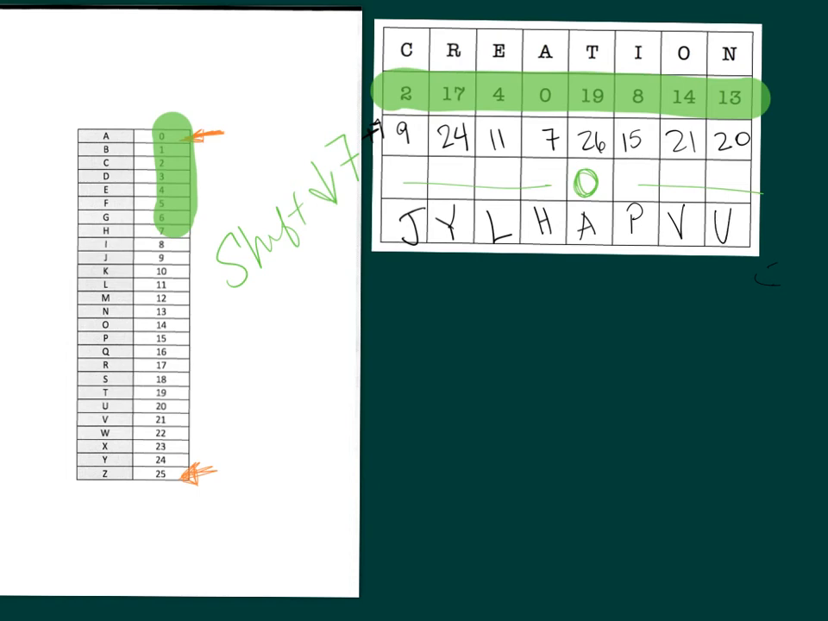So if we were to encrypt the word creation using a shift of down 7, again, we would add 7. We can see that what we would send to our counterpart is JYLHAPVU, and then they would be able to decipher that.